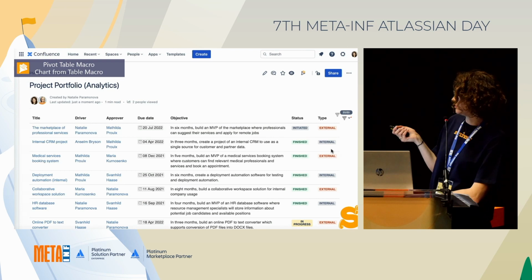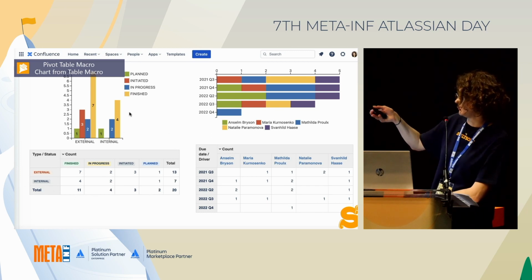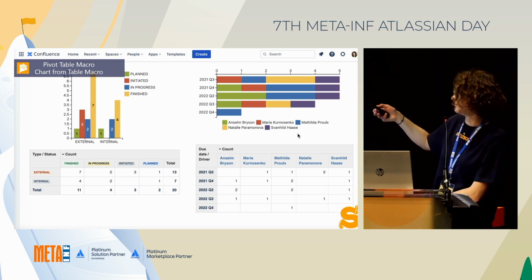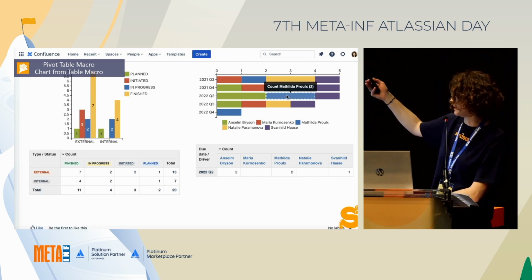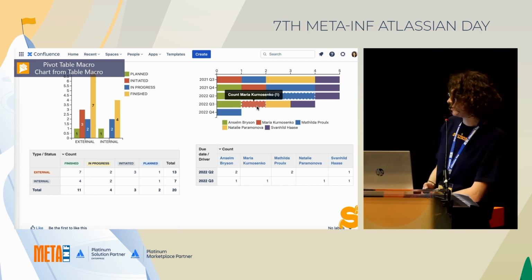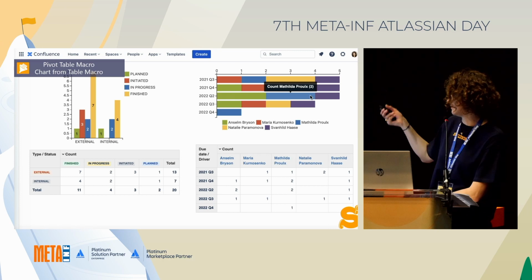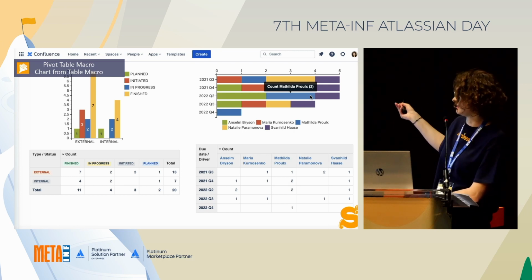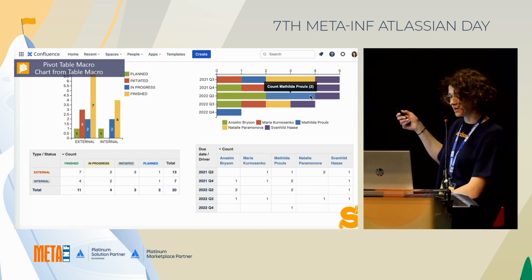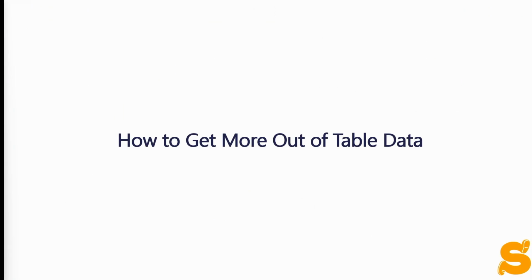Below this table, we have 2 charts. The first chart displays the distribution of our requirements by types and by statuses, and in the second chart you can see the information by quarters and the assignees. So when you click some bar or section, you can see the source table filtered.